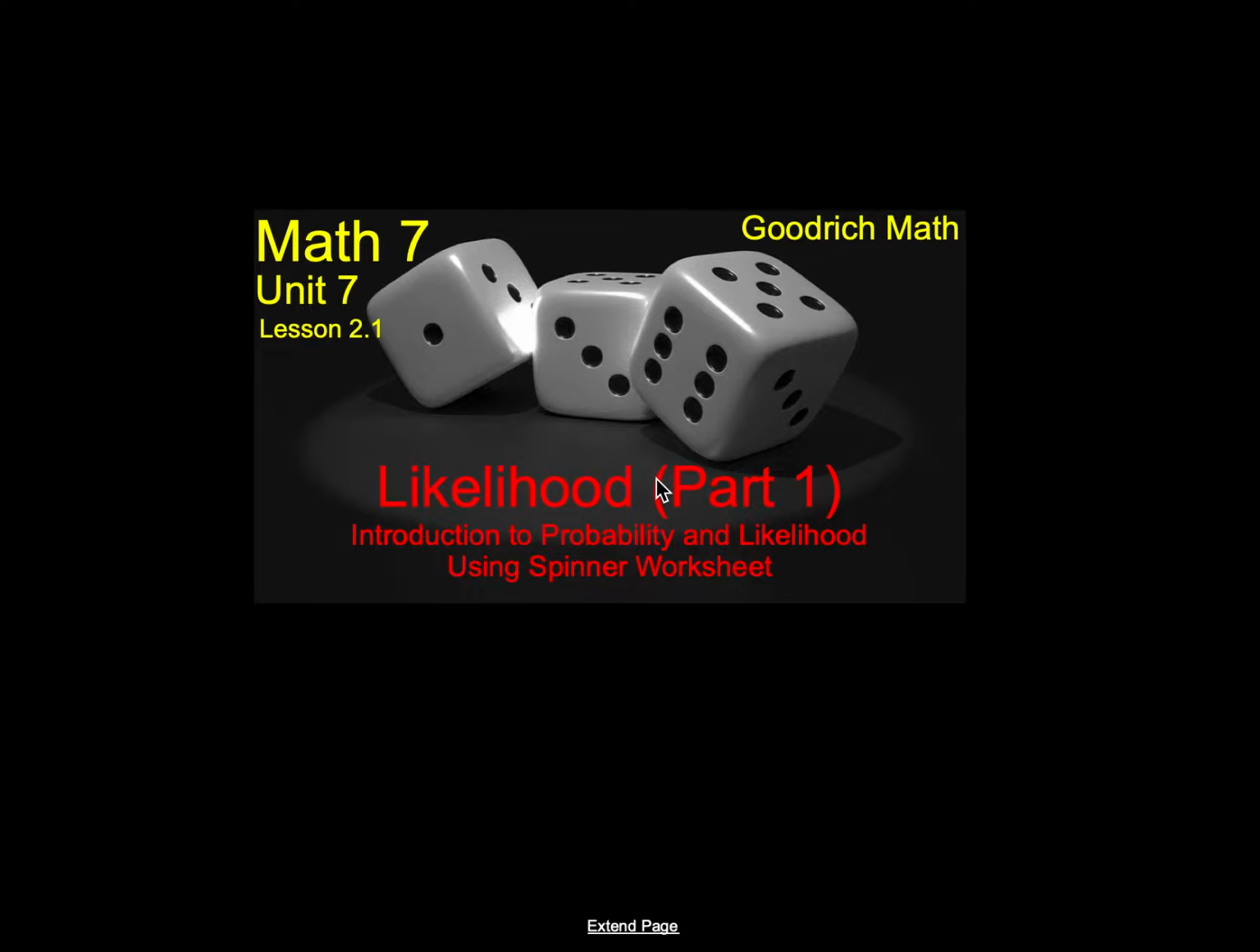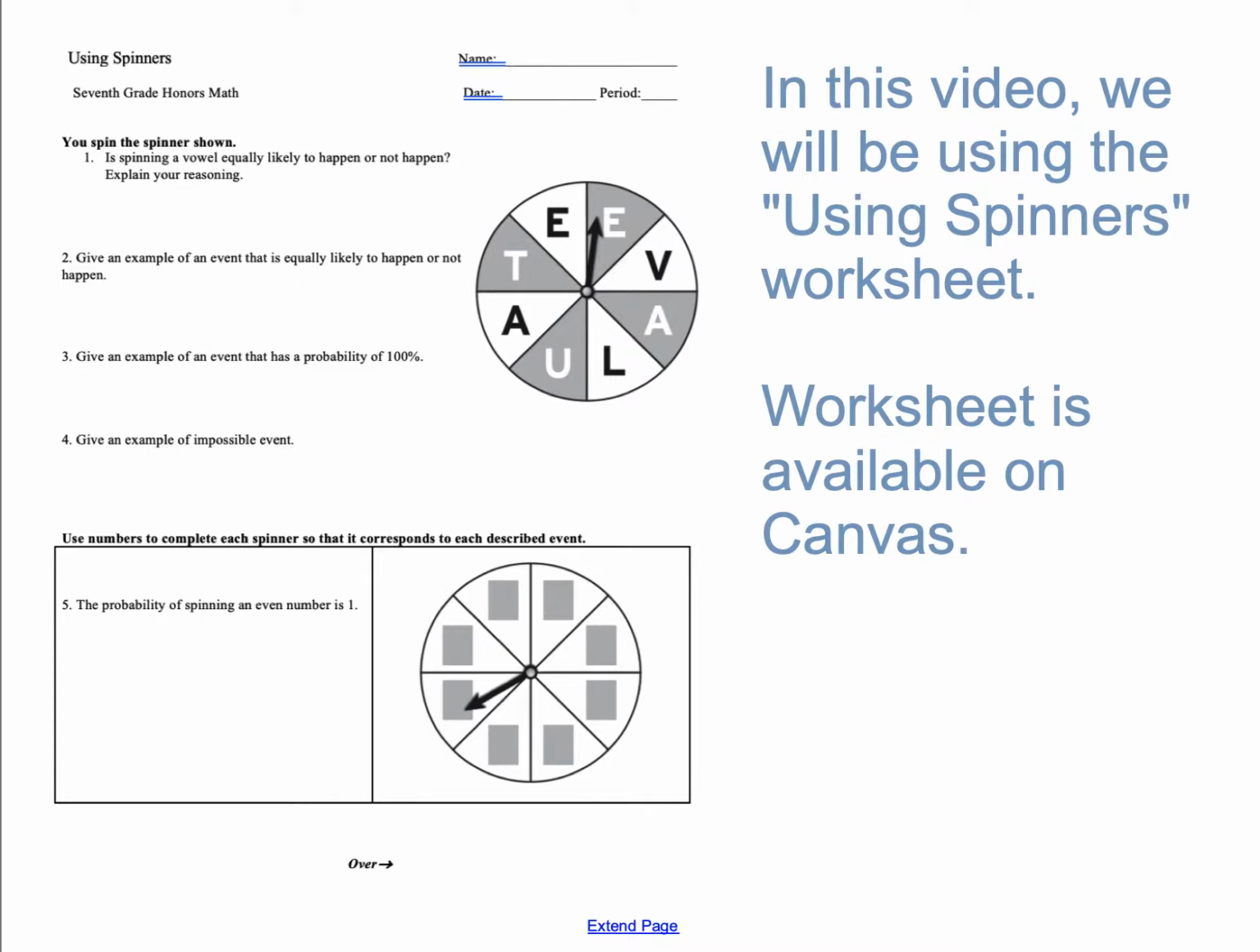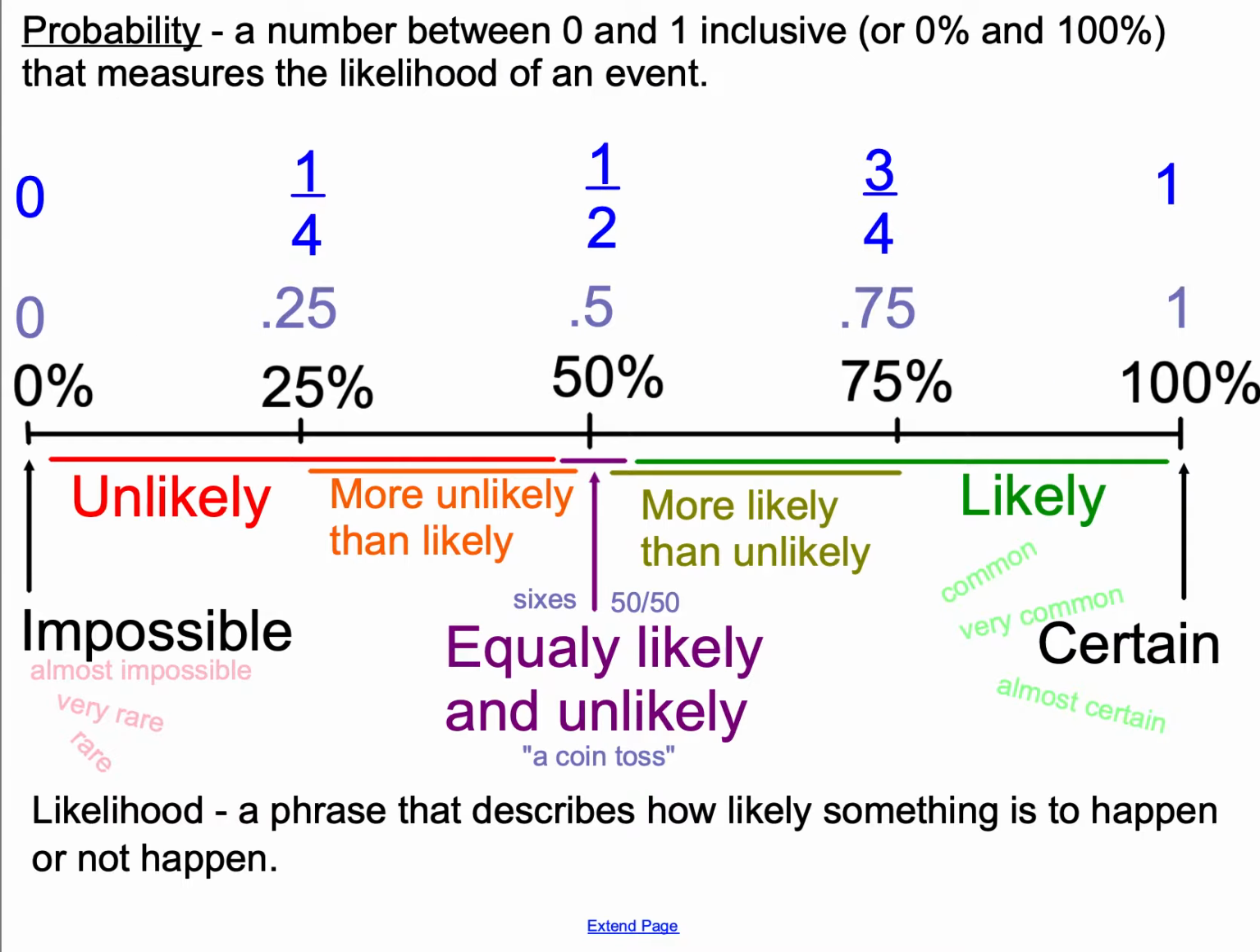This is Math 7, Unit 7, Lesson 2, the first part. Introduction to Probability and Likelihood. We're also going to be completing the Spinners worksheet. It is available through Canvas, or if you picked up the packet from the school, it's available there. I think it's the second page.